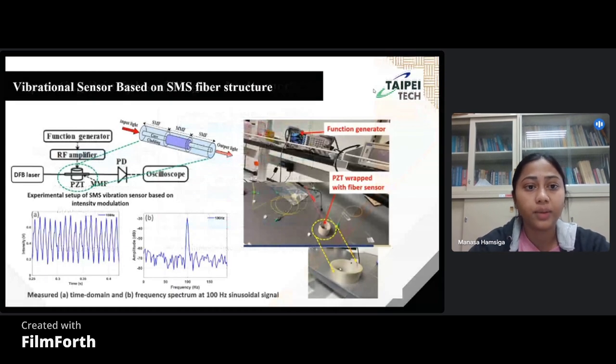Now we'll be moving on to the vibrational sensor based on SMS fiber structure. Here is the laboratory demonstration of the vibrational sensors based on SMS fiber structure. They have used a very simple DFB laser at 1515 nanometers.